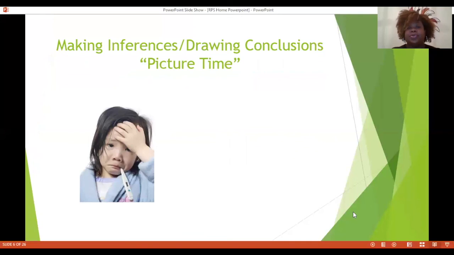Now let's do this with a picture. And this poor little girl, let's see, she has a thermometer. She has her hand on her head. Ooh, she has on what looks like a robe, maybe some pajamas, but it's not like her dress clothes or her go out to school clothes. And she looks like she's maybe sad or about to cry.